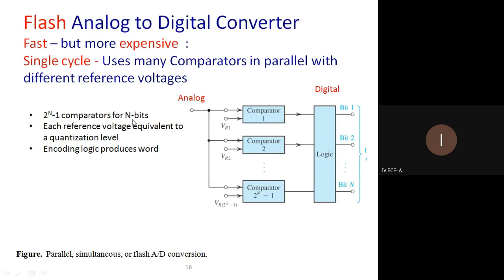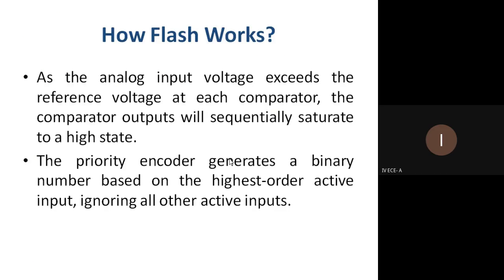For example, if you want 8-bit outputs, you have to use 2 power 8 minus 1 comparators. Right. So each reference voltage is equivalent to a quantization level. Encoding logic produces the final weight. Right, how does the flash work?